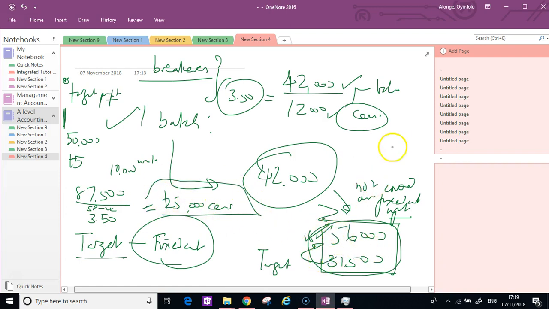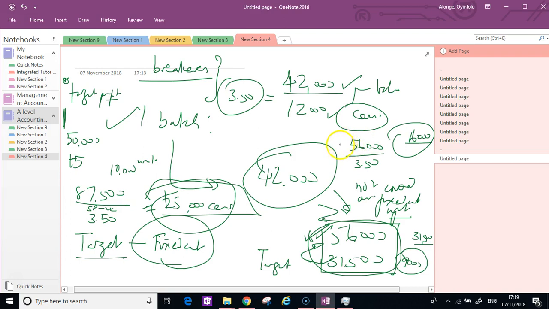I could have done this in two ways. I could have said 56,000 over £3.50, so I can calculate what I need to break even first. So 56,000 divided by £3.50 gives me 16,000 cans. So I need 16,000 cans to break even. Then I could say 31,500 divided by £3.50 gives me 9,000. So now I have 9,000 cans to get that target profit. So of course, 16,000 plus 9,000 gives me the 25,000 cans.